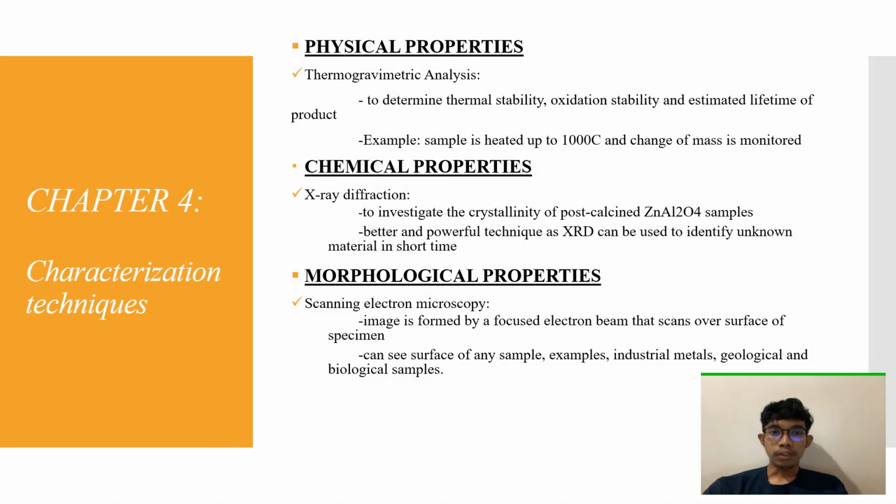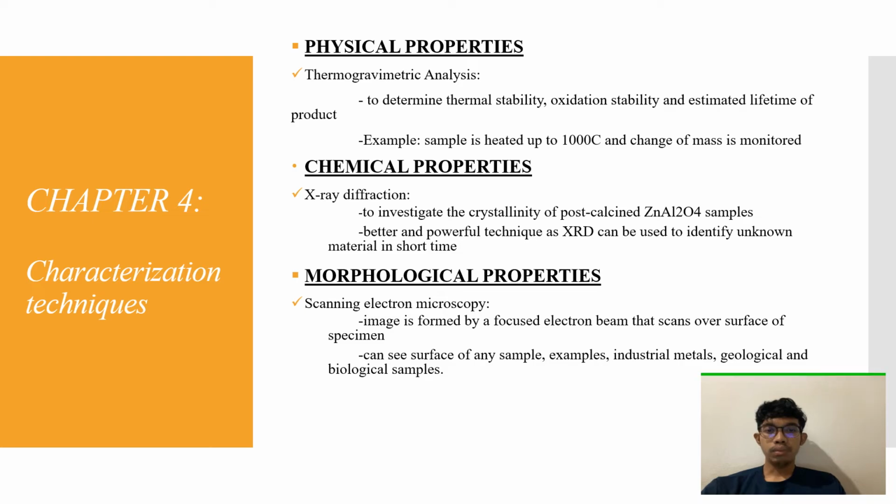So for chapter 4, for physical properties, the method used is thermogravimetric analysis, which is to determine the thermal stability, oxidation stability, and estimated lifetime of the product. For example, the sample is heated up to 1000 C and the change of mass is monitored.